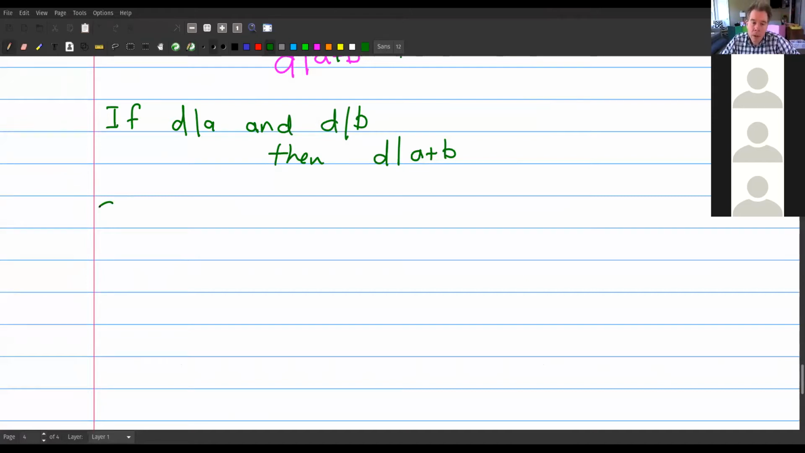So now suppose that d divides b and d divides a minus b. Then d divides a. So let's try to give a proof here.